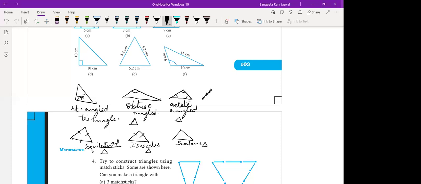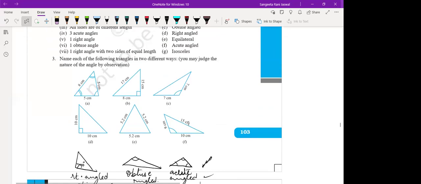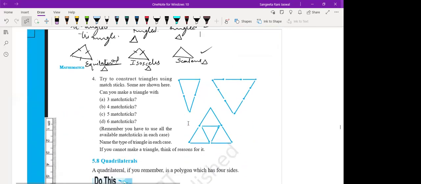We spoke about the sides of the triangle, and here we spoke about the angles of the triangle. So on the basis of their angles also we can classify a triangle, and on the basis of the sides also we can. Is that clear to everyone? Yes, ma'am.